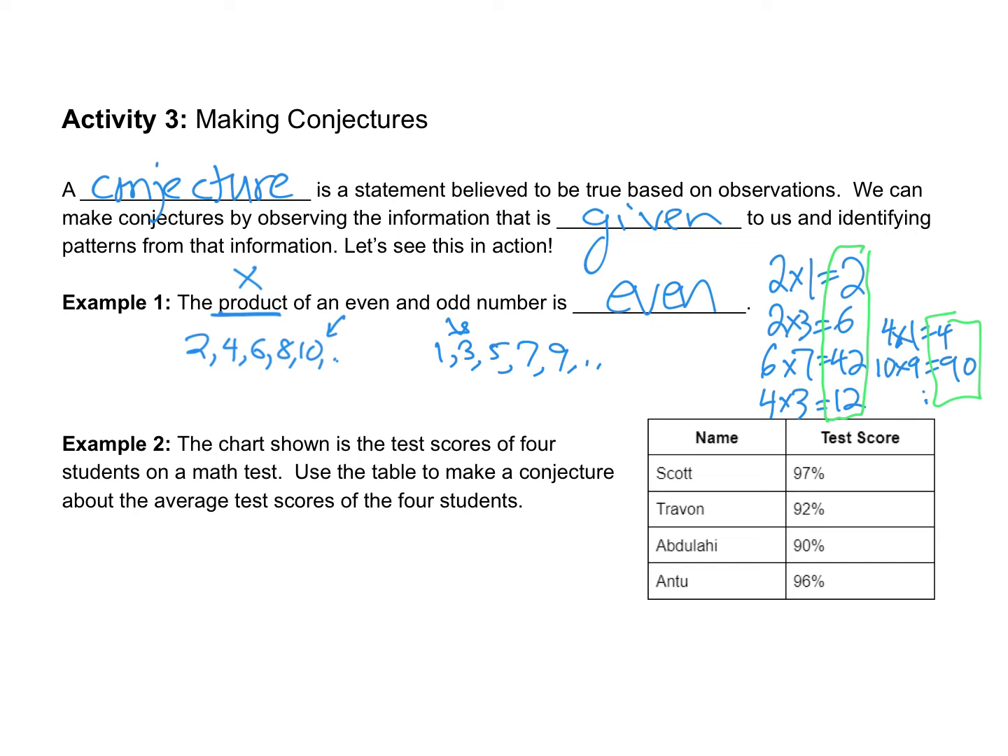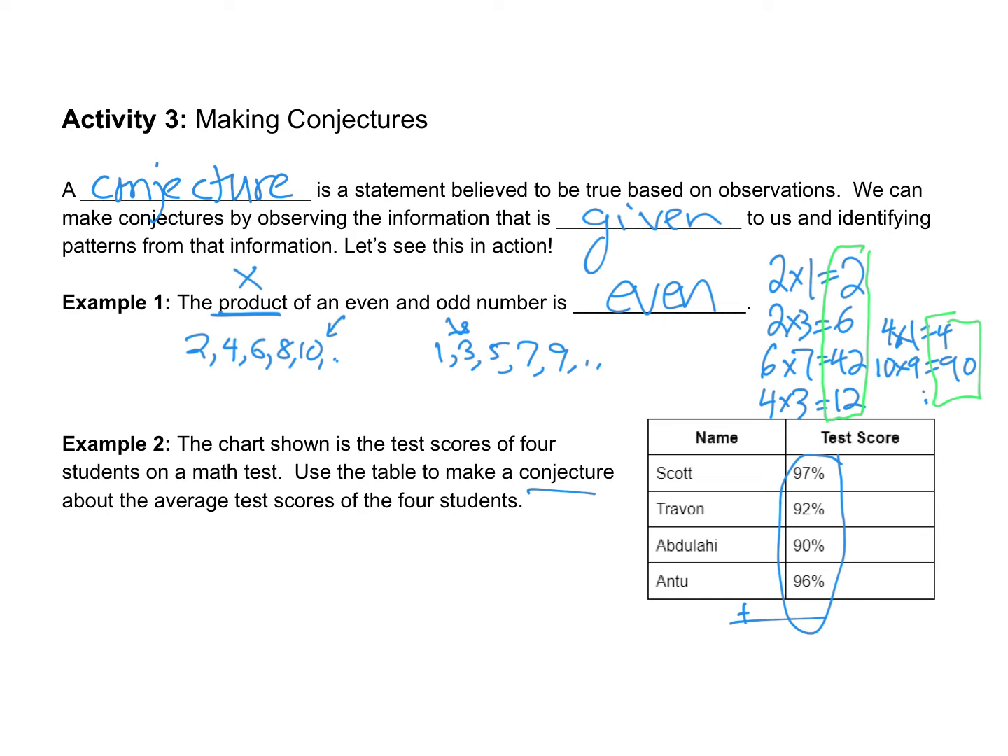So let's look at example 2. We have a chart with test scores of 4 students on a math test. It says, use the table to make a conjecture about the average test scores of the 4 students. So here we have our test scores. Now, a conjecture doesn't mean compute the average, so we're not going to add these and divide by 4. We're just going to make an educated guess about what is true about these observations.